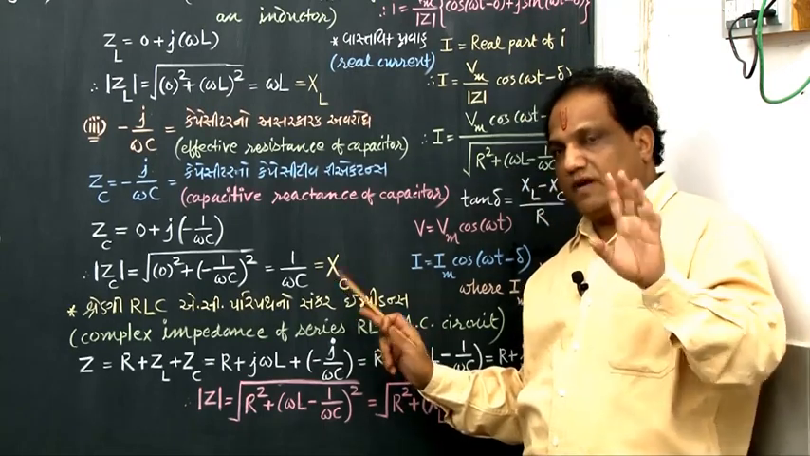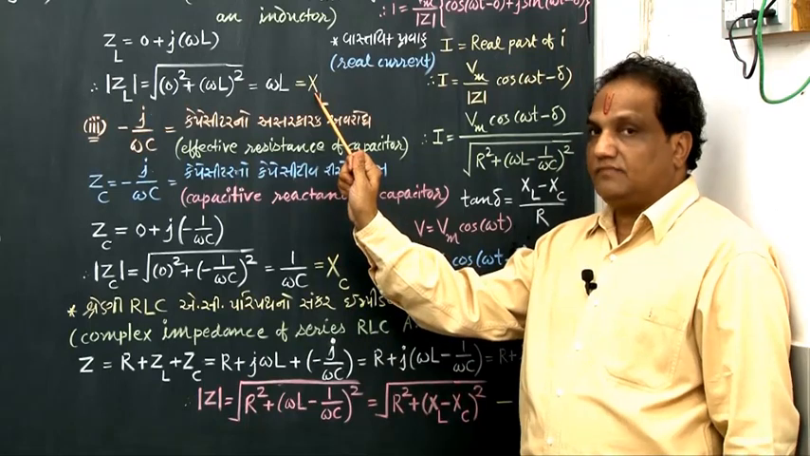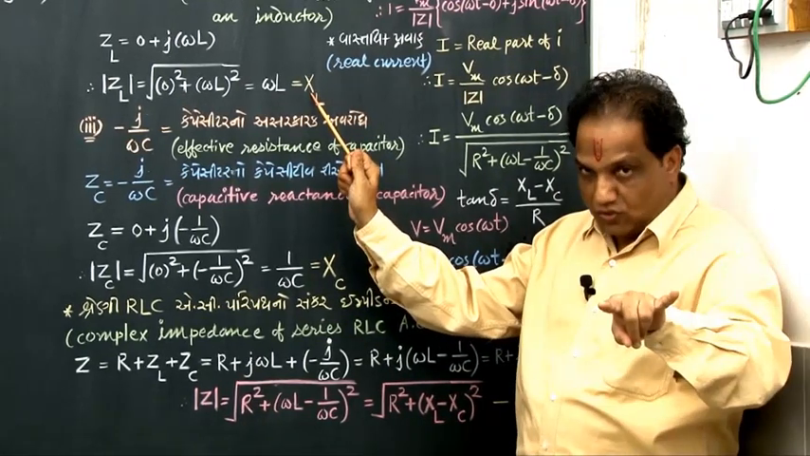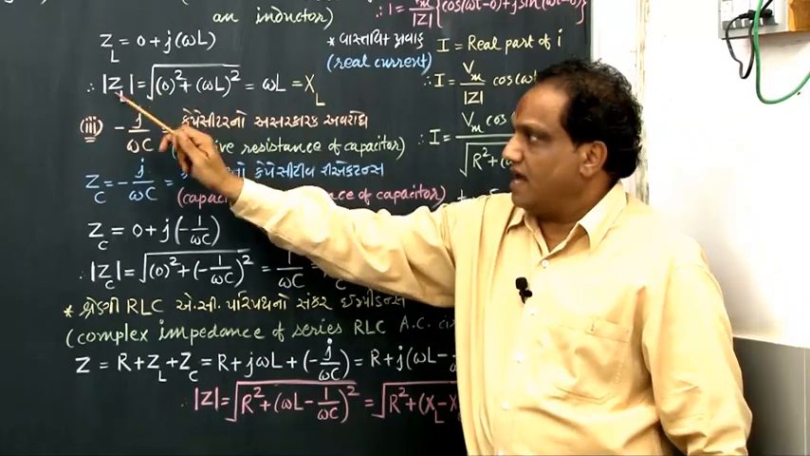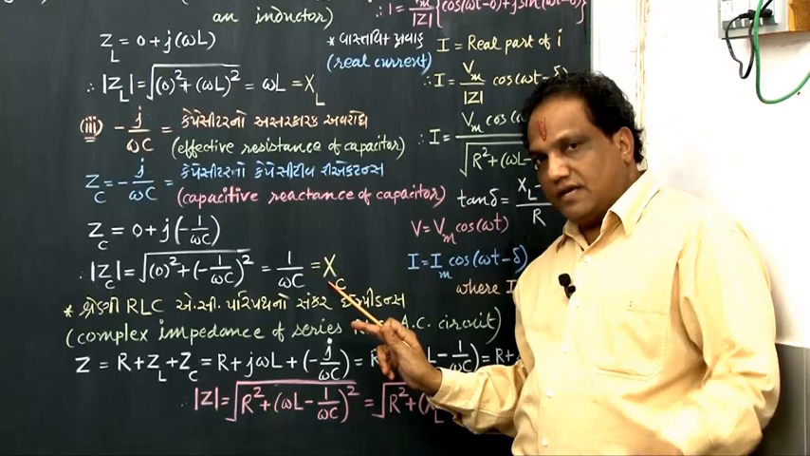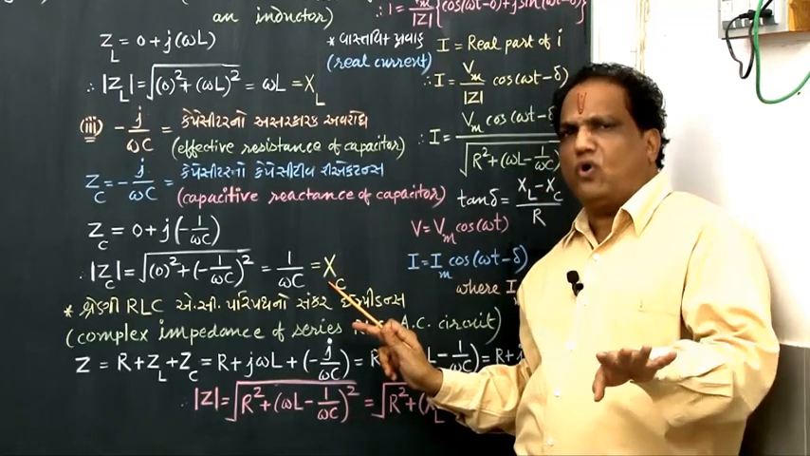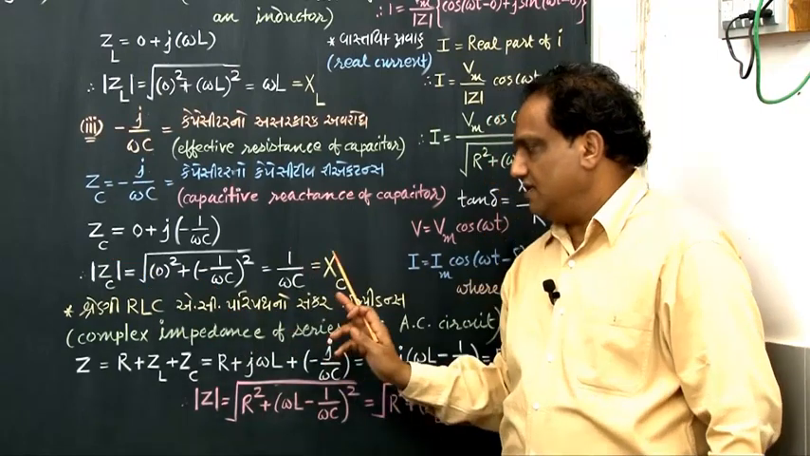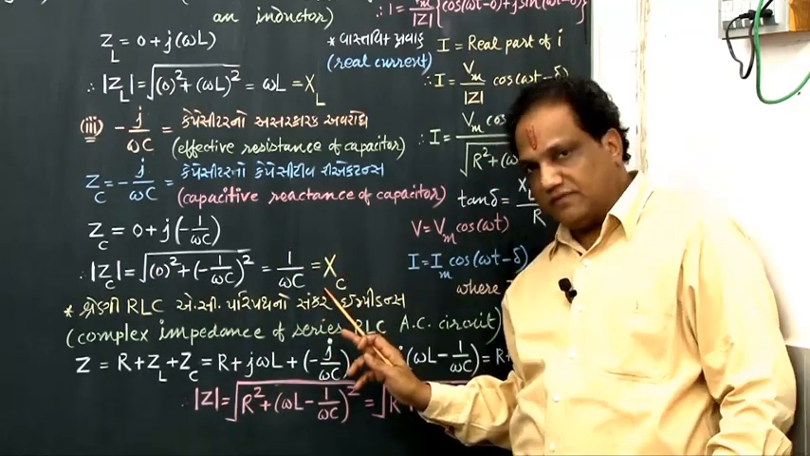Just remind me, what was XL? Inductive reactance? No, its magnitude. Mod of ZL is XL. Similarly, what is XC? Capacitive reactance? No, its magnitude. Mod of ZC is XC. Okay, fine.